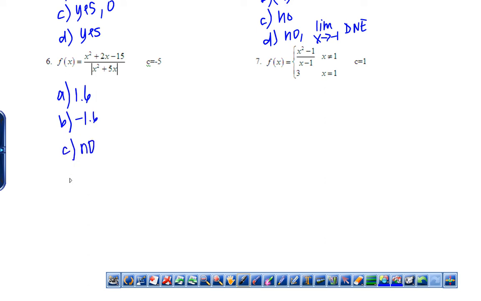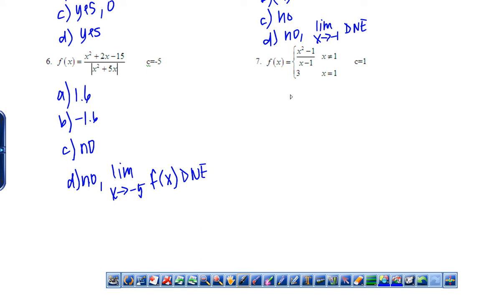That would be no. Is it continuous? No. And we're going to say it's not continuous because the limit as x approaches -5 of your function does not exist because there was an error.